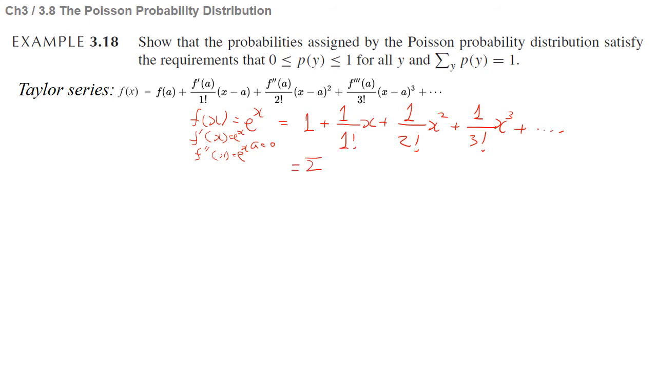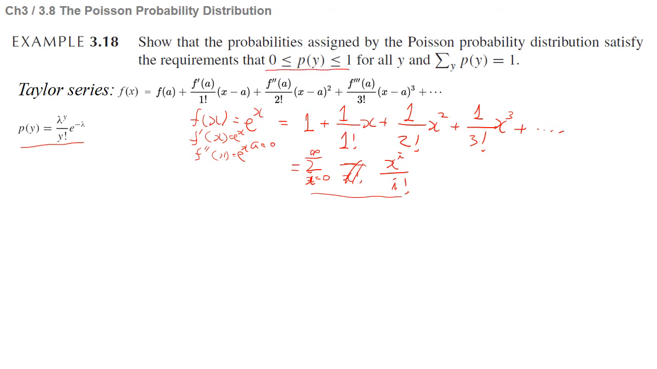This is the Taylor expansion of e to the x, and so e to the x can be described as the sum from i equals 0 to infinity of x to the i over i factorial. This can be described this way.